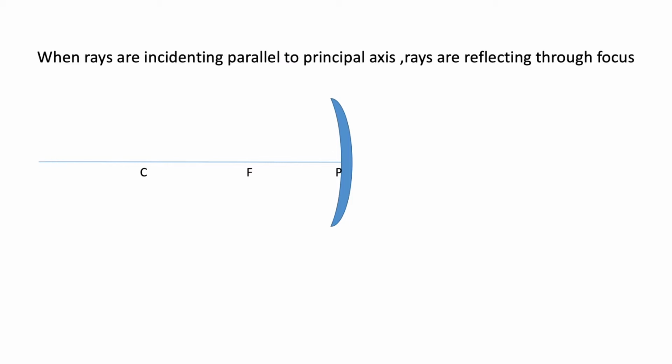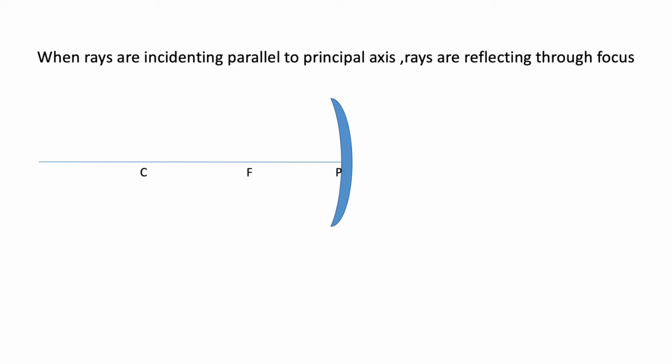This is a concave mirror. A concave mirror is represented like this, and here are the pole, focus and center of curvature. This line PC is known as the principal axis. So there are four different ray diagrams for a concave mirror. We will discuss them one by one.